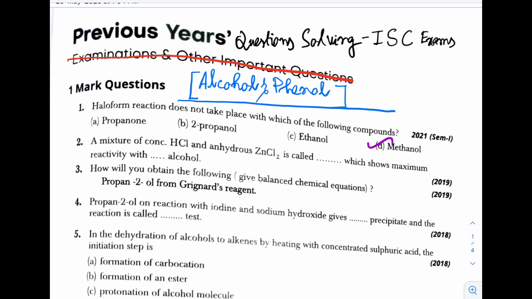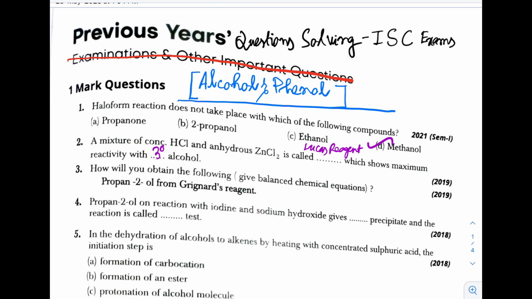Next, we'll move to question 2. A mixture of concentrated HCl and anhydrous ZnCl2 is called dash. This is nothing but Lucas reagent, which shows maximum reactivity with dash alcohol. It is asking what is the degree of that alcohol. As it proceeds via an SN1 reaction, the stability of the carbocation is the considering factor, so 3-degree alcohol will be the answer.